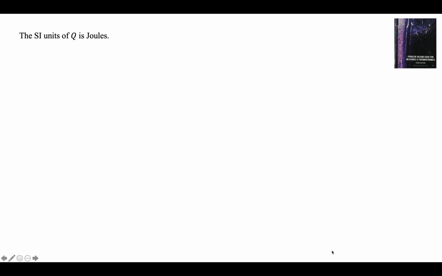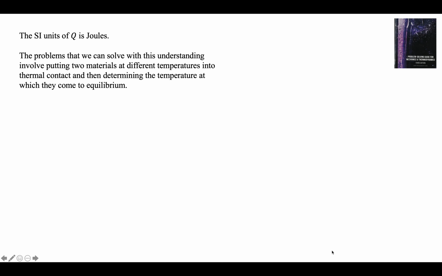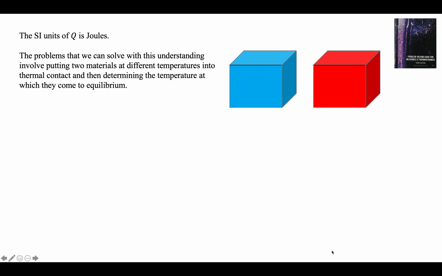The SI unit of Q is joules. It's energy. The problems we can solve with this understanding involve putting two materials together in thermal contact at different temperatures, and allowing them to come to equilibrium. So we have one hot on the right, one cold on the left. We slide them together so their atoms can exchange thermal energy.